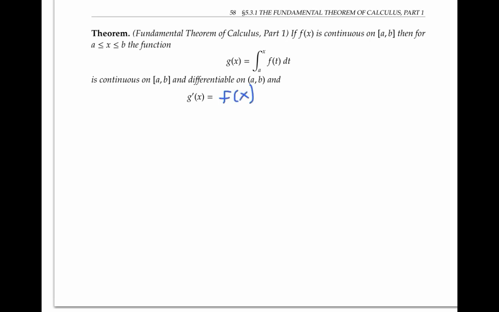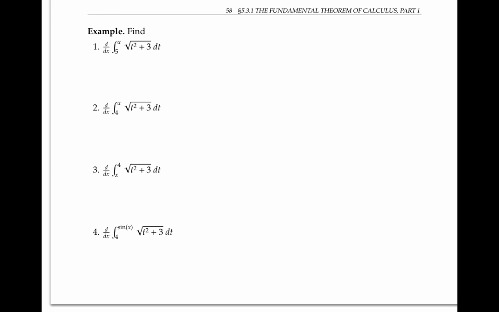previous example. The proof of this fact relies on the limit definition of derivative and can be found in a later video. For now, let's do some examples based on this fact. First, let's find the derivative with respect to x of the integral from 5 to x of the square root of t squared plus 3 dt.